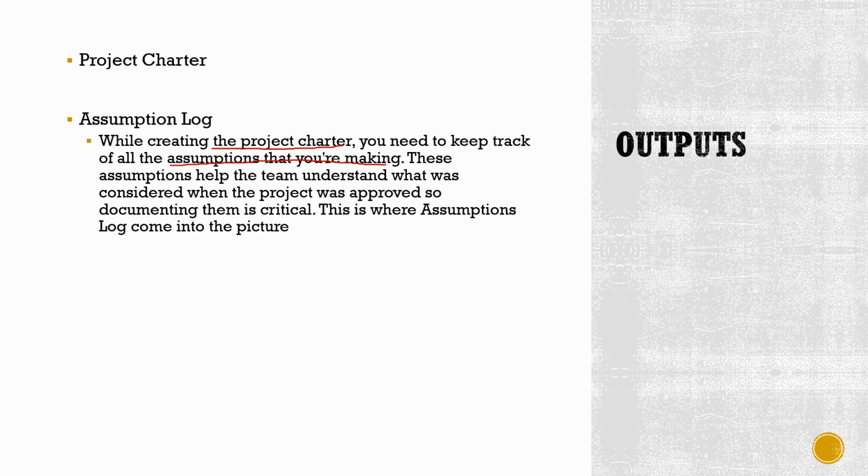Everything that is being discussed about the project is at a very high level, and that is why you will have a lot of assumptions. So just to make sure that these assumptions are documented somewhere, you make use of a document called the assumption log. These assumptions are going to help the team understand what was considered when the project was approved. So 6 months down the line in the project, if you are confused about something, you might want to check the assumption log. What was assumed when the project charter was being created? So that is why documenting the assumptions is actually critical.